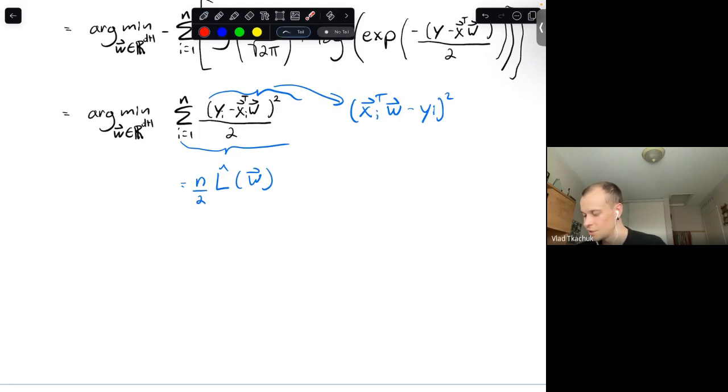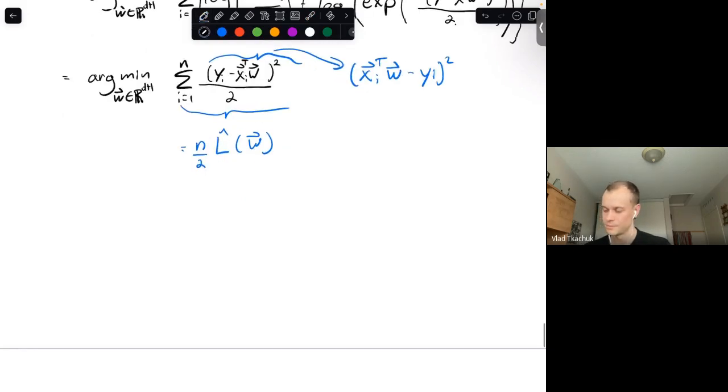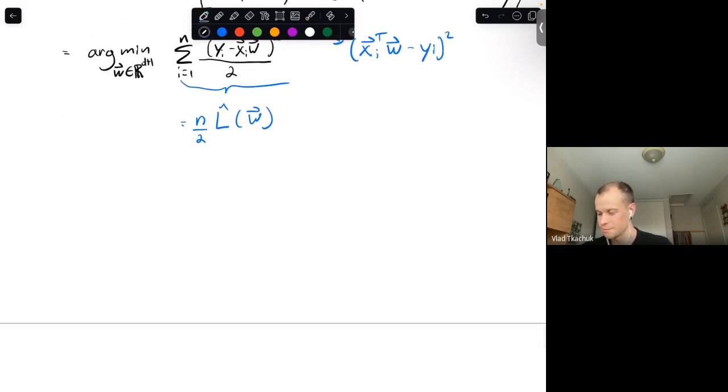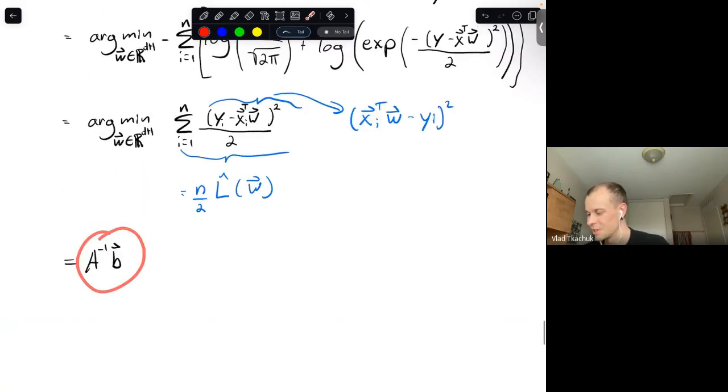But notice that the argument of this is the same as the argument of this. There's no difference between those two things. So what we end up getting is that the solution to this is just the solution we've always seen before, which is this A inverse B thing. I'm not going to write out the definitions of what A and B are. This is the exact same thing as we've seen from the linear regression case. Okay, so this is beautiful. We got to this point where we can just reuse this previous solution.